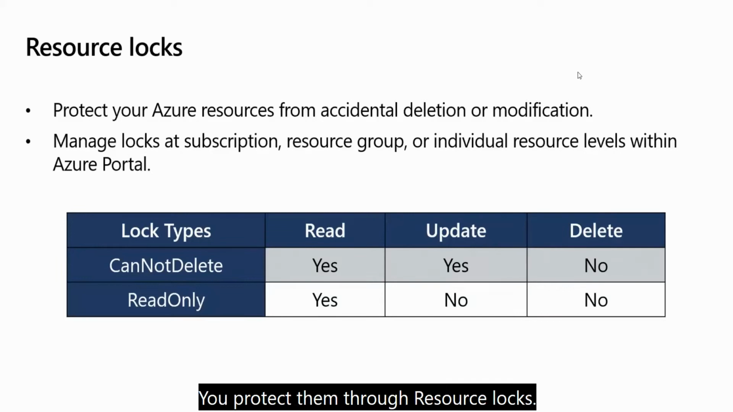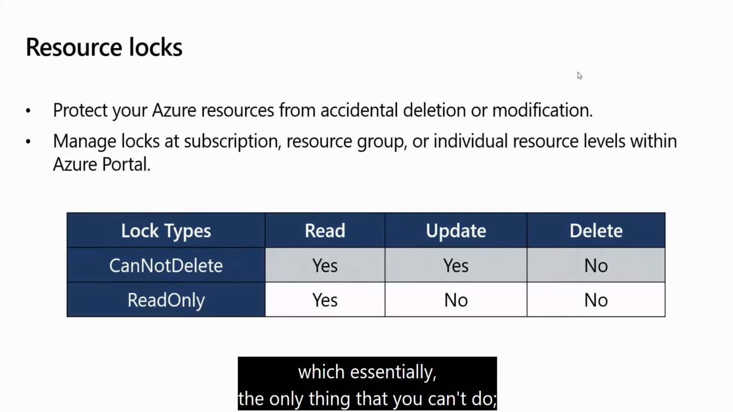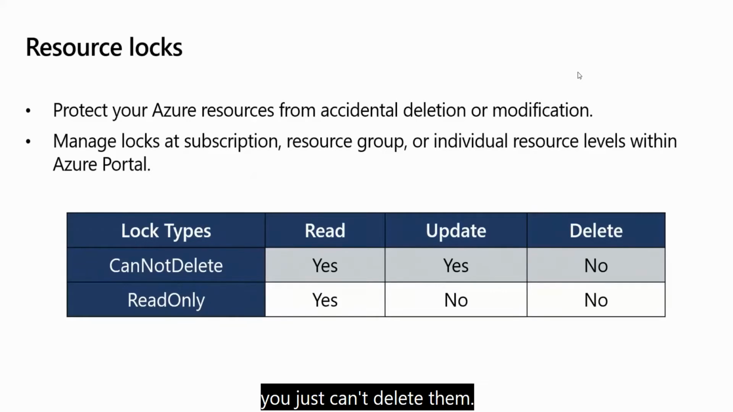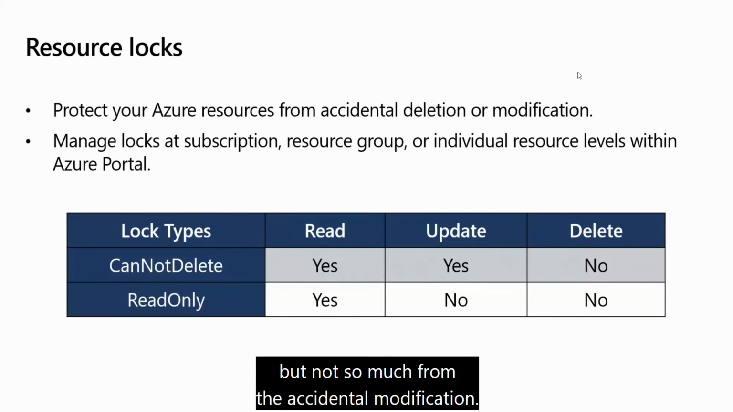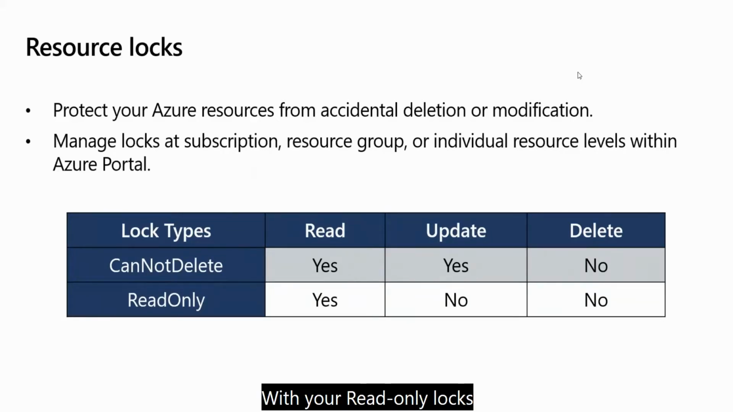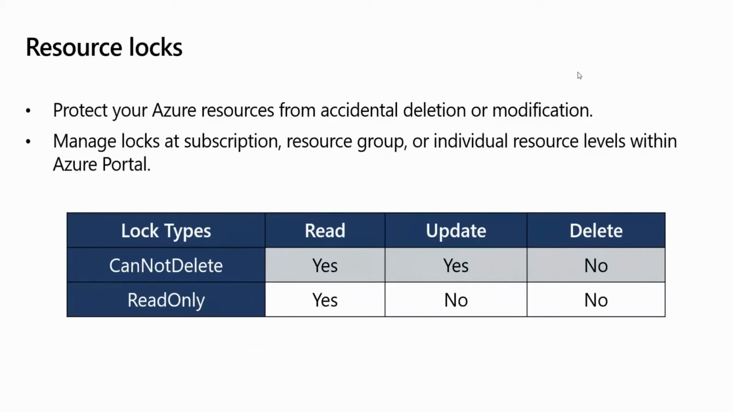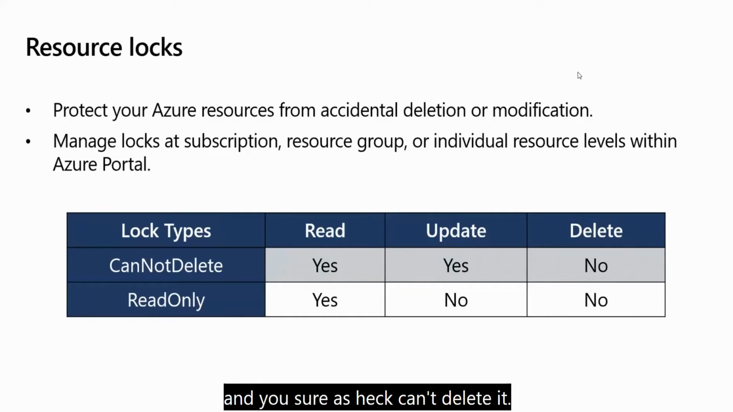You protect them through resource locks. And so with resource locks, you cannot delete, which is essentially the only thing that you can't do. You can read them, you can update them, you can change them, you can add to them, you just can't delete them. So it protects from accidental deletion, but not so much from accidental modification. So that's where we get into our read-only locks. With your read-only locks, you can read it, you can view it, but you can't make changes, you can't add anything to it, can't remove anything, and you sure as heck can't delete it.